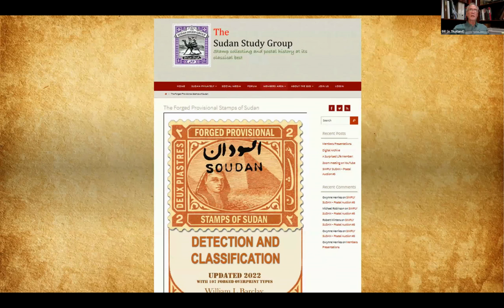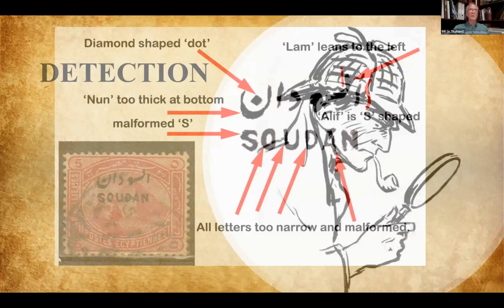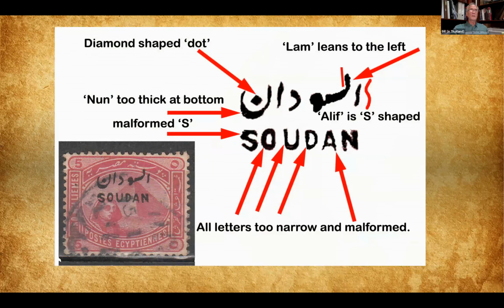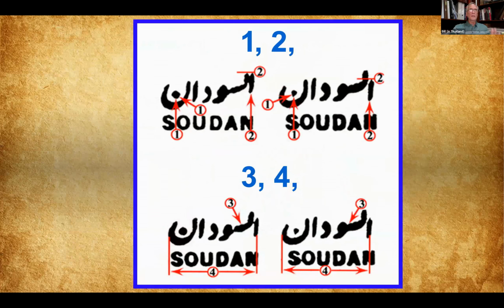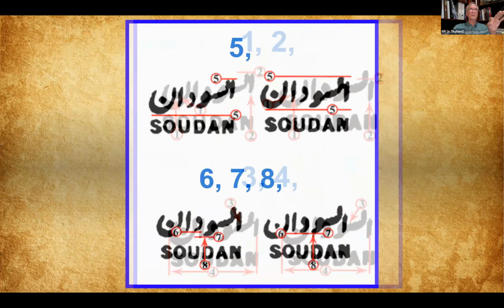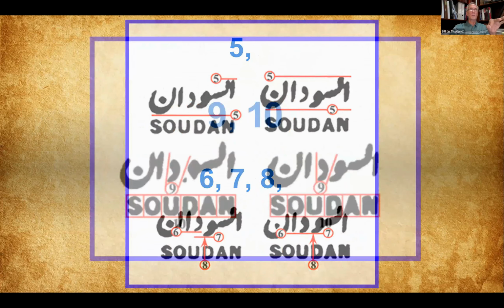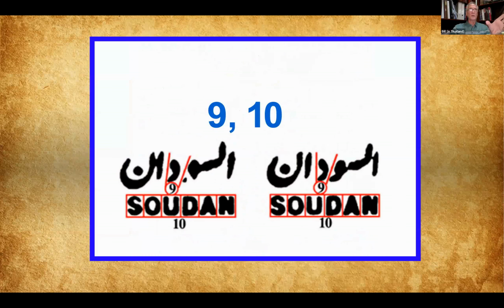My 200-page study on this subject is available in electronic form to members of the Sudan Study Group. Far more information is provided in this study for both detecting and classifying forgeries. Some differences are more obvious than others. These are genuine, and I use this to point out what characteristics are important to look for in genuine stamps so that you can compare them to forgeries.